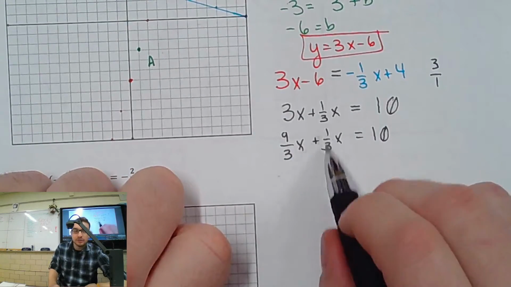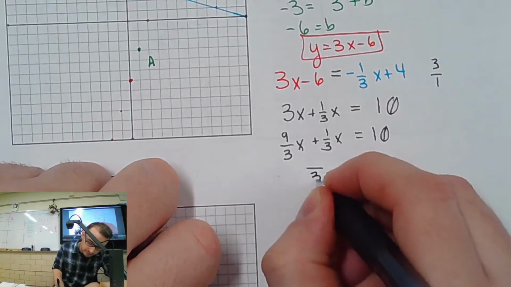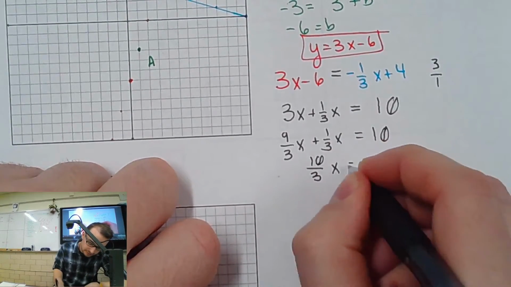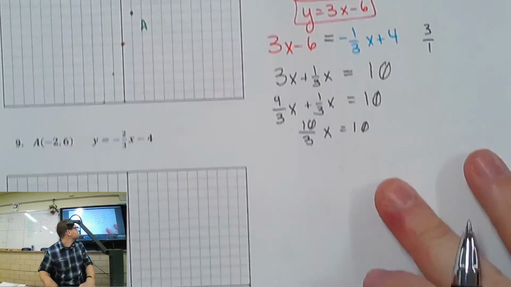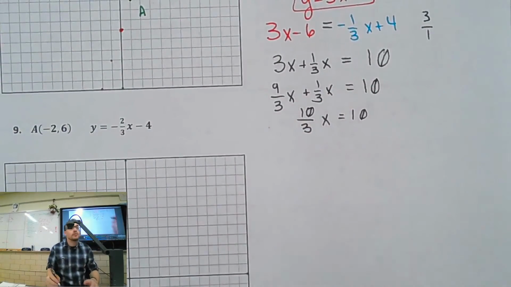If I've got 9 thirds, you've got 1 third, how many thirds do we have? 10 thirds. I was just kidding. What a dingus.